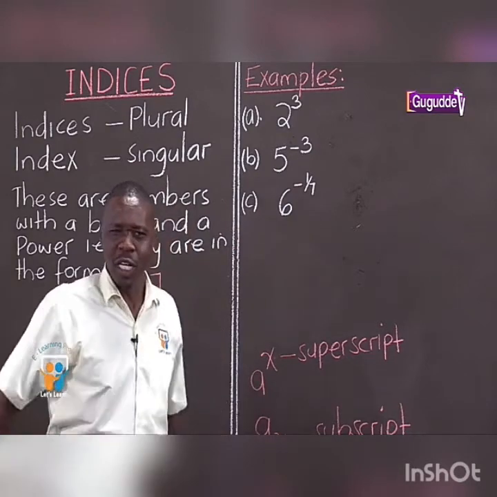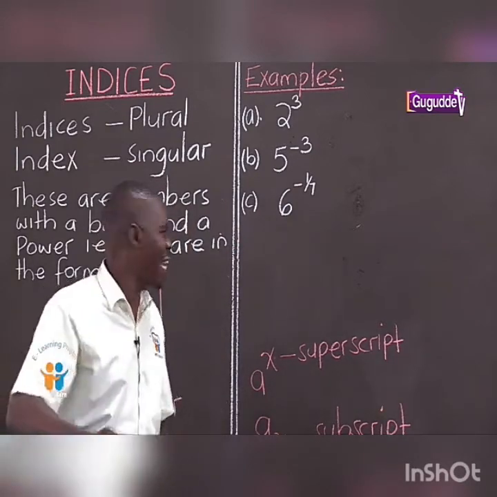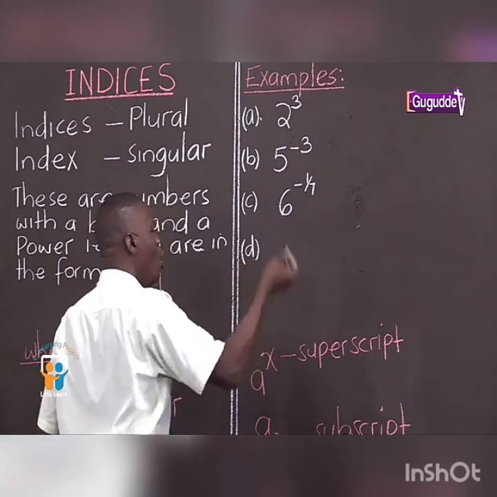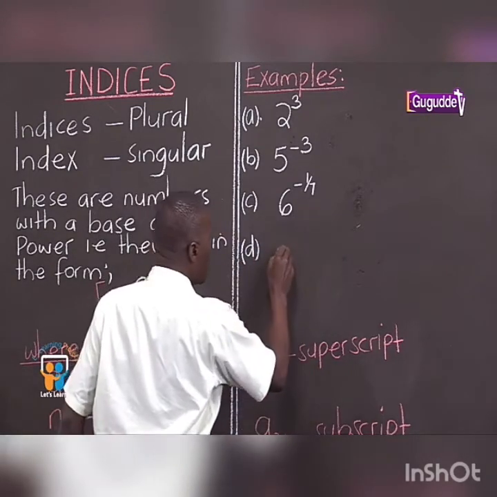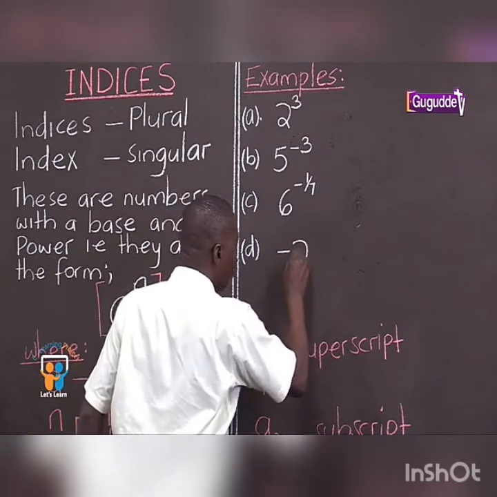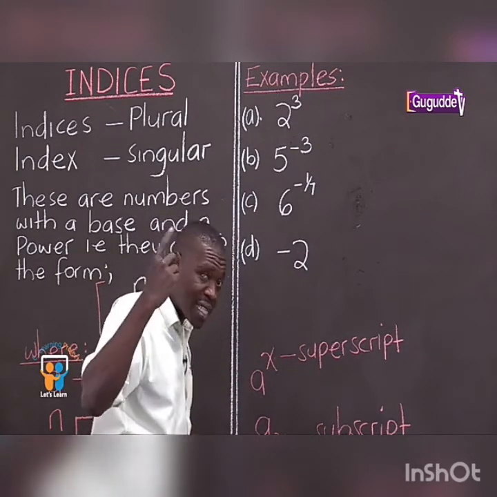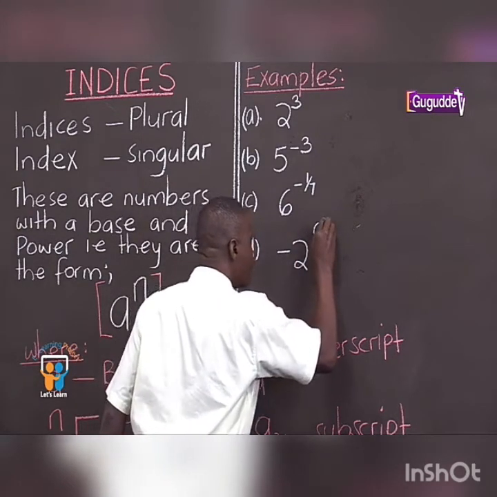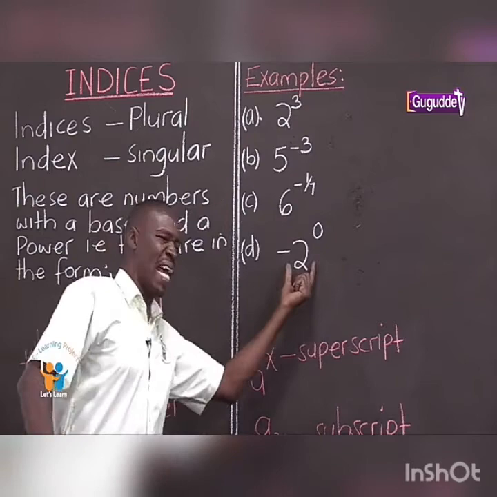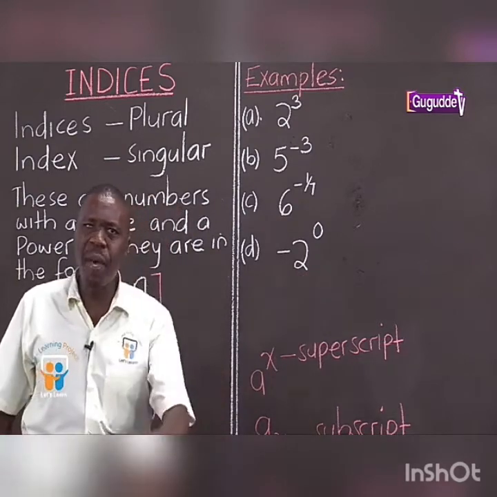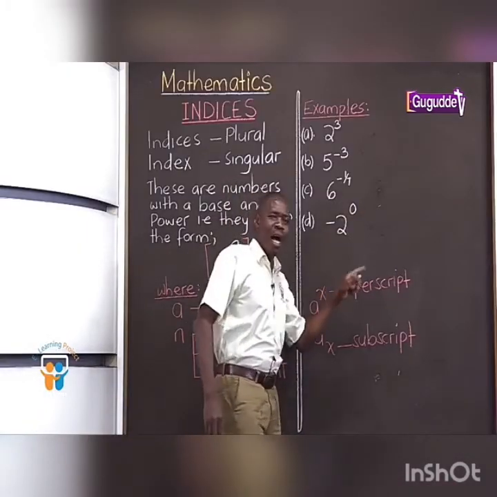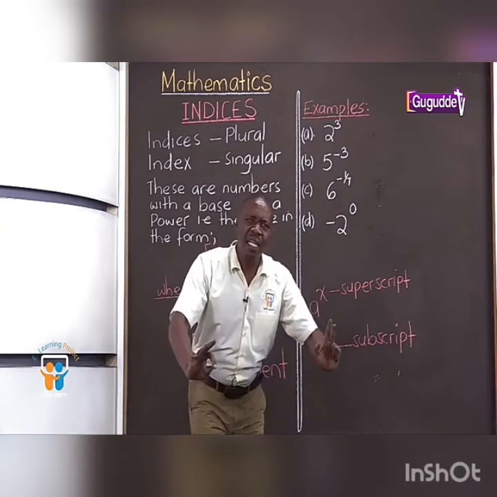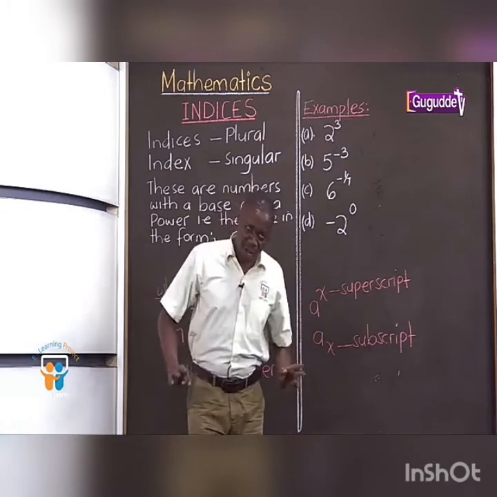Another phone call. Someone is calling from Kasese. Good. Someone is telling us that we can have another example like negative 2 to the power 0. Someone is giving us from Kasese. It has a base, though it is a negative base, and it has a power, though the power is a 0. It is okay. Those examples are enough.